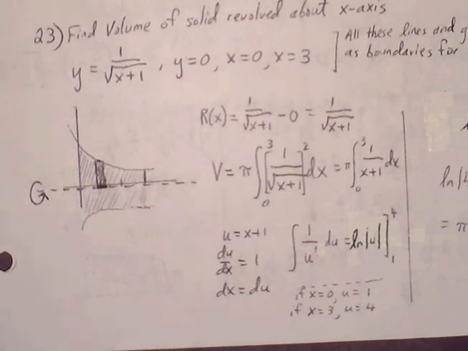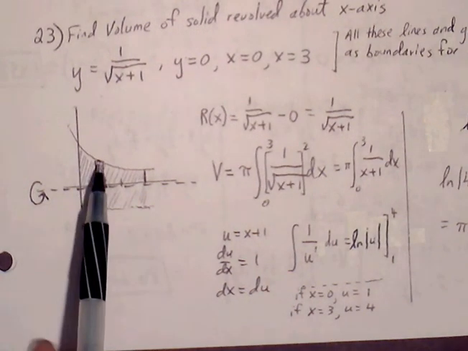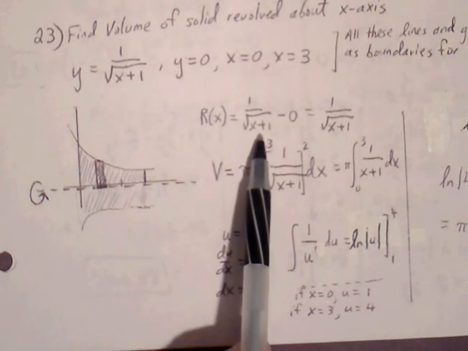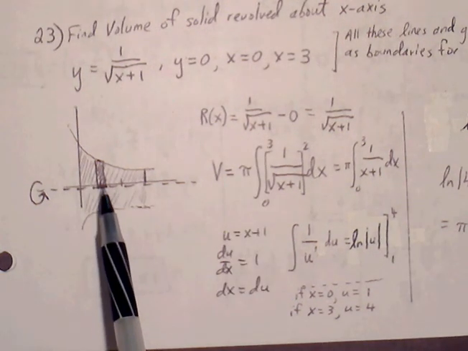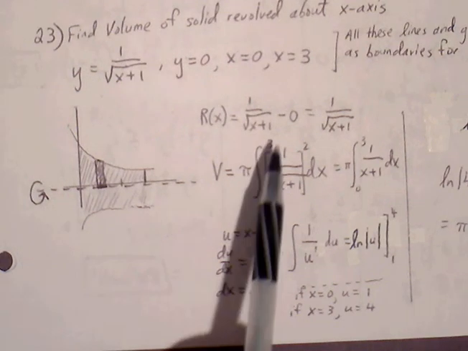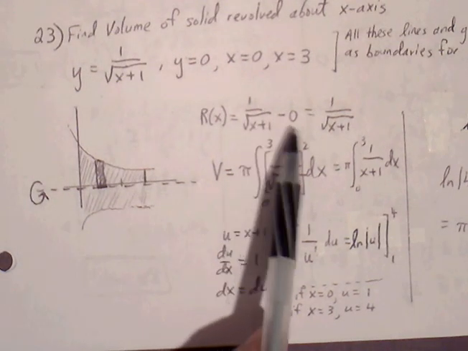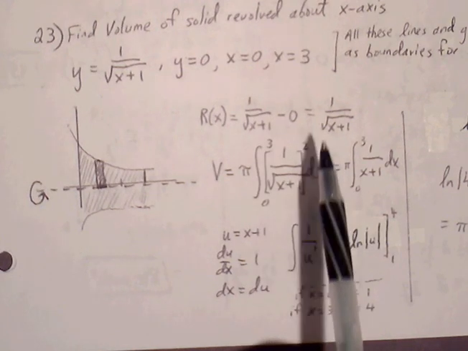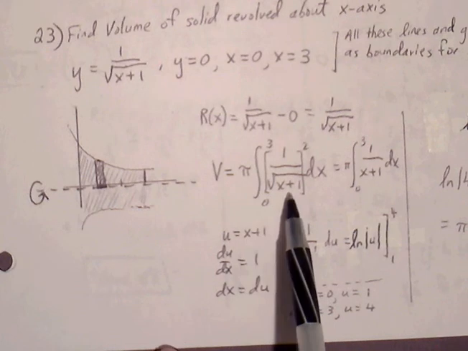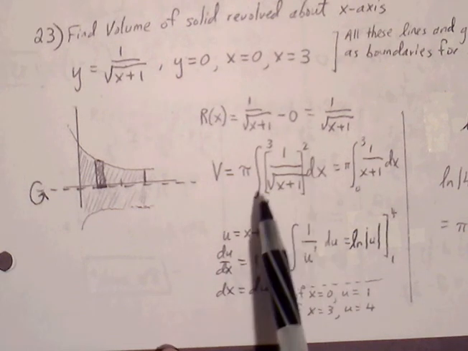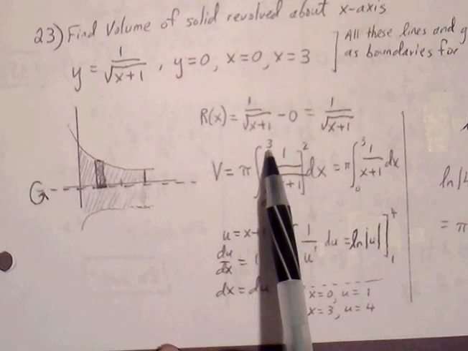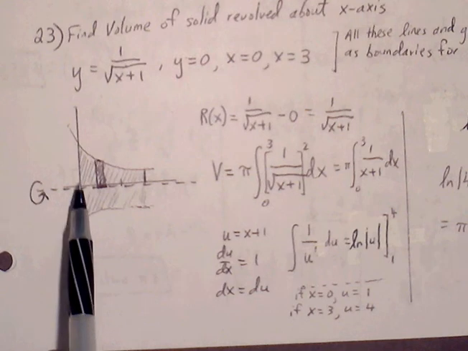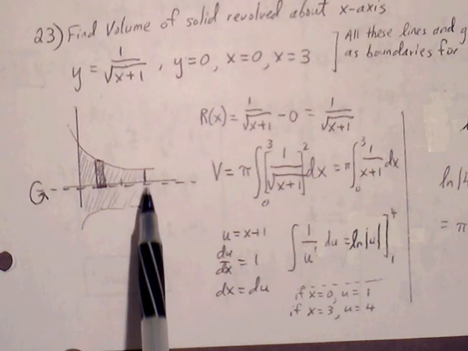Okay, so we look at this rectangle here. Top of the radius is hitting the 1 over square root of x plus 1, so that's my top graph. Bottom of this radius is hitting the y equals 0 graph. So then we subtract that. Top graph minus bottom graph, which is 1 over square root of x plus 1. Plug into our formula, pi r squared, from 0 to 3, because everything's in terms of x, so the left bound is 0 and the right bound is 3.